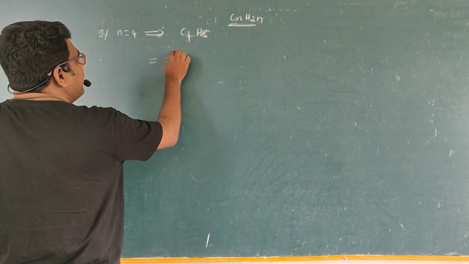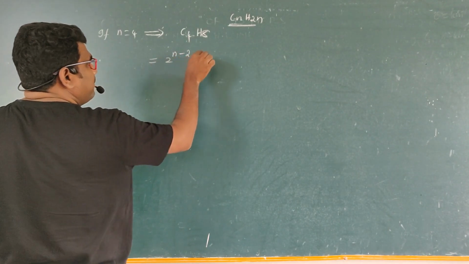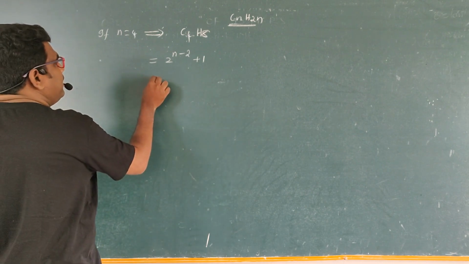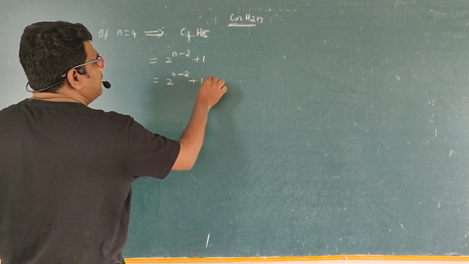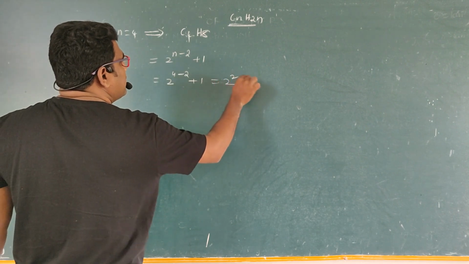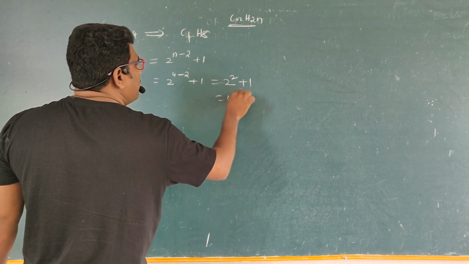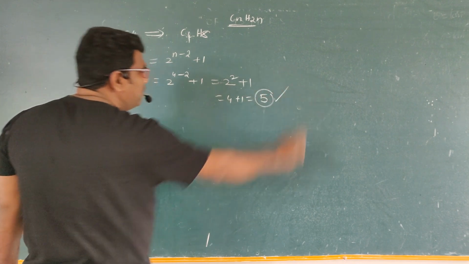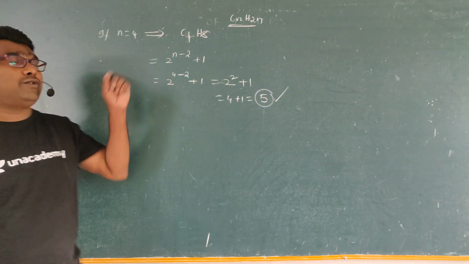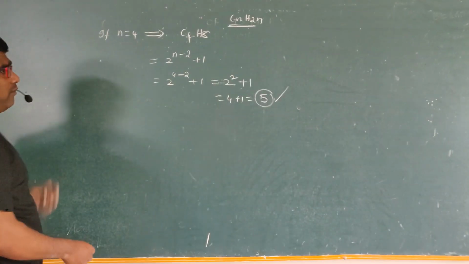So how many isomers are possible by using this simple trick? 2 power (n minus 2) plus 1. Substitute here: 2 power (4 minus 2) plus 1, that is equal to 2 power 2 plus 1, that is equal to 4 plus 1. How many isomers? 5 isomers are possible if n is equal to 4. So what are the 5 isomers?